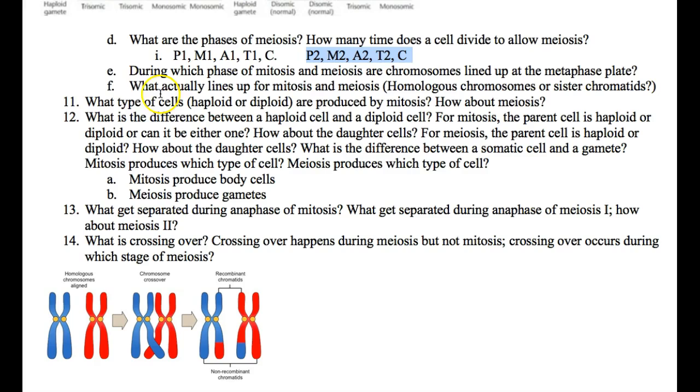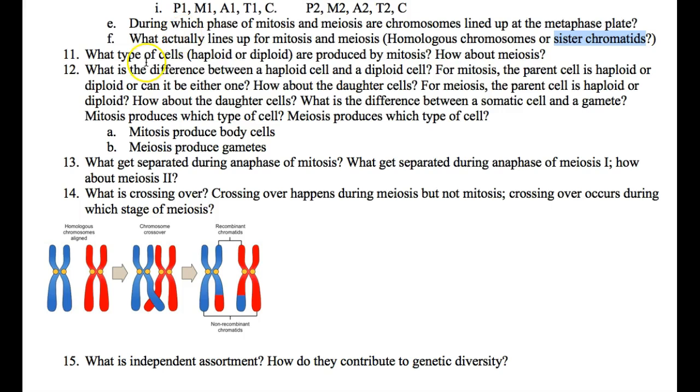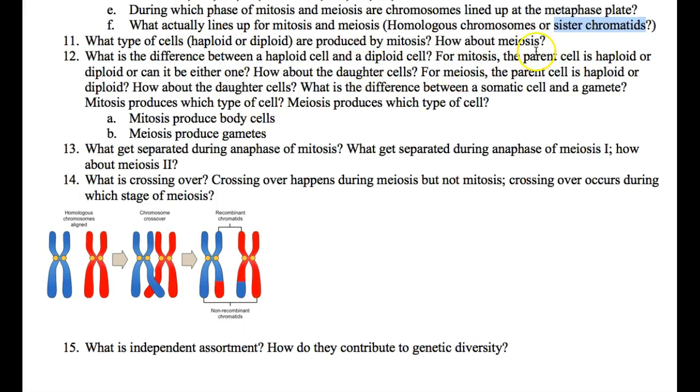And then the last one is what actually lines up for mitosis and meiosis. Mitosis, always, always, always sister chromatids. Meiosis, if it's meiosis 1, then it will be homologous chromosomes. If it's meiosis 2, then it's sister chromatids. What type of cells are produced by mitosis? It can be haploid or diploid as long as it's the same exact cell as the parent cell. Meiosis, you always have a haploid daughter cell. You get actually 4 daughter cells for each parent cell.